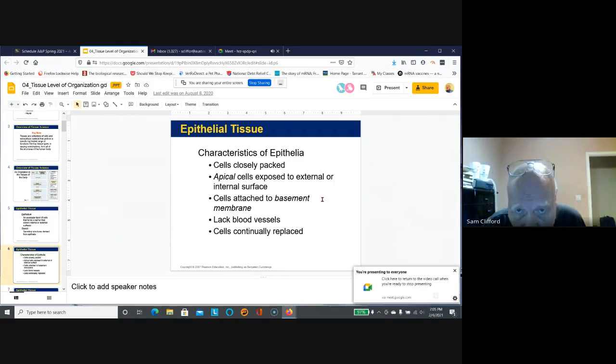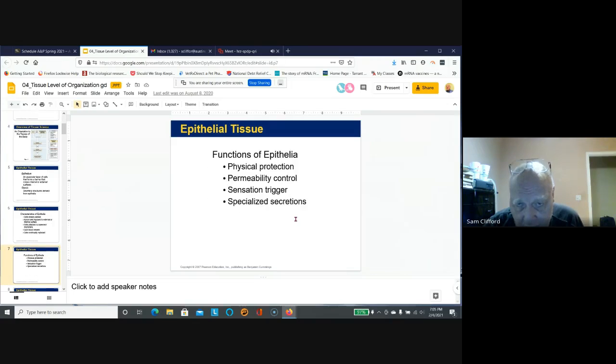Here we have the apical cells, which are going to face the lumen of the gut. The skin cells obviously face the outside. Cells are continuously replaced, and they lack blood vessels, so they depend upon the connective tissue below in order to get nutrients and get rid of waste. So what does epithelial tissue do? It protects you. In your gut, it controls what is absorbed and what is not. It also provides sensation for your skin, sweat gland secretion, and mucus secretion.